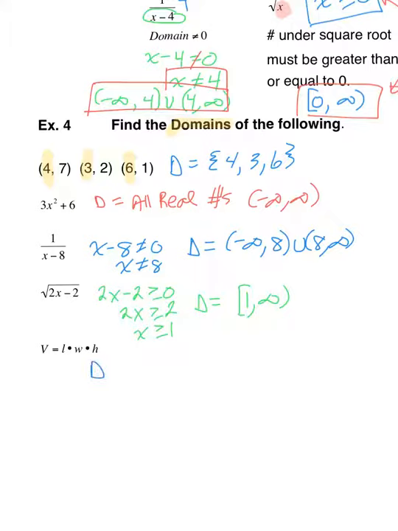Your domain would look like this. Length, comma, width, comma, height has to be greater than, not equal to, we already explained why it couldn't be equal to, so it has to be greater than 0.